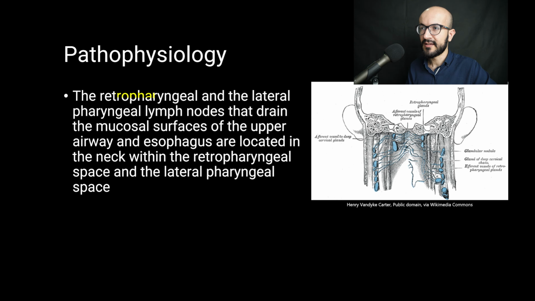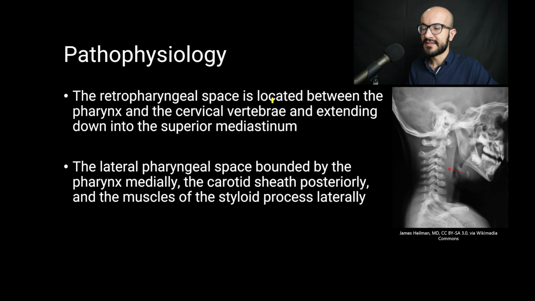So the retropharyngeal and the lateral pharyngeal lymph nodes that drain the mucosal surfaces of the upper airway and the esophagus are located in the neck within the retropharyngeal and the lateral pharyngeal spaces, and those are shown here in this picture. And the retropharyngeal space is located between the pharynx and the cervical vertebrae and extends down into the superior mediastinum.